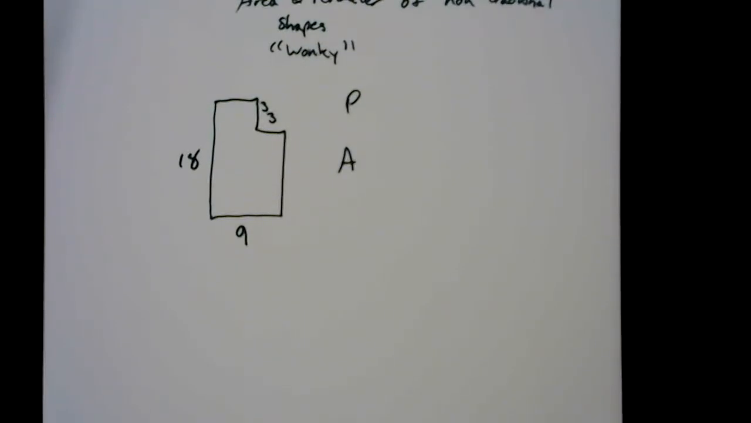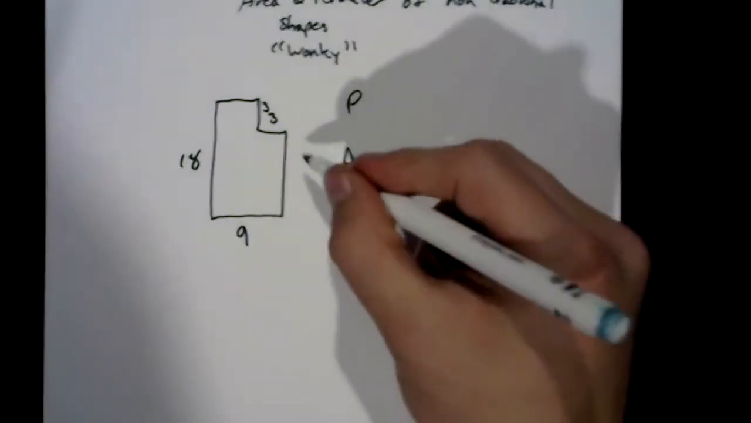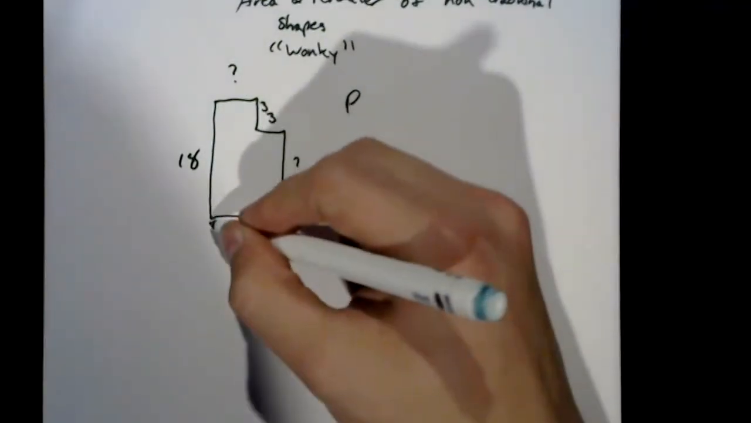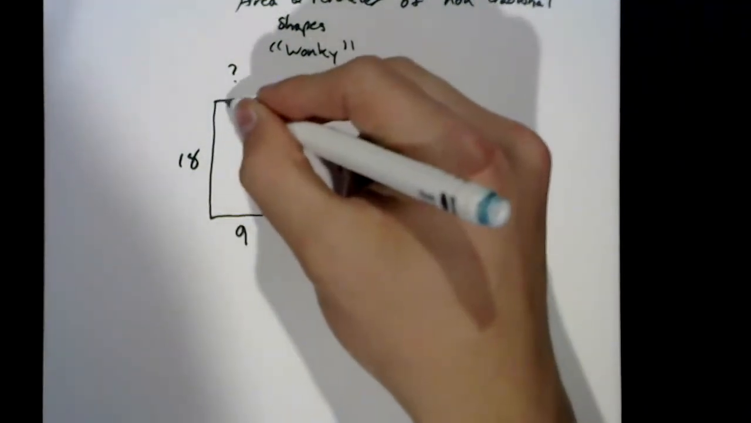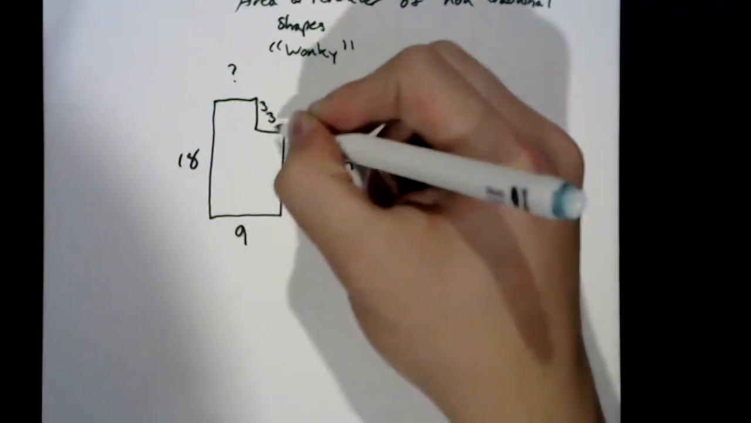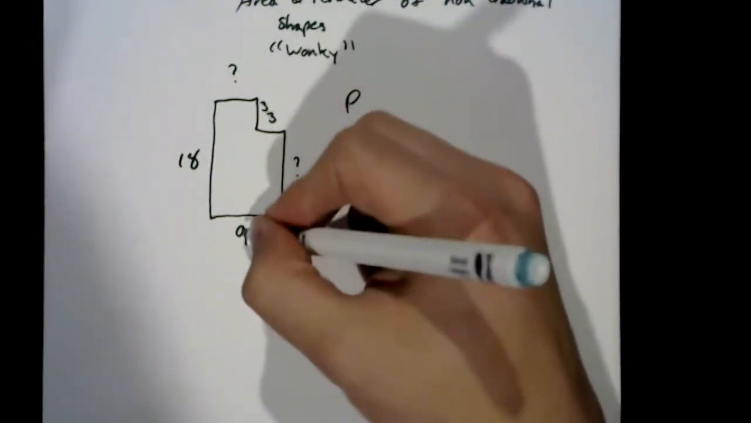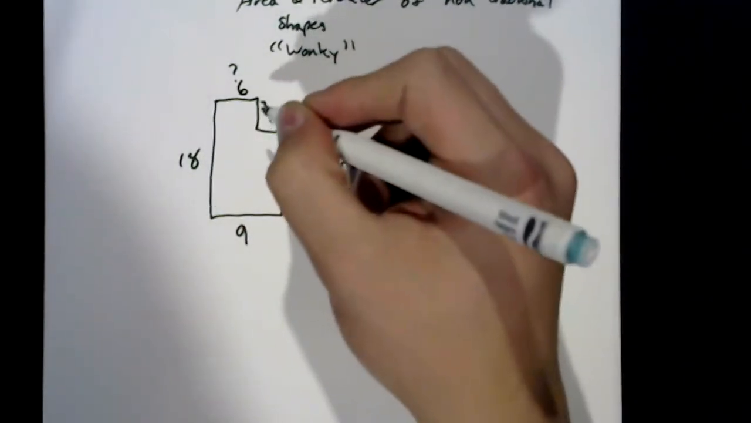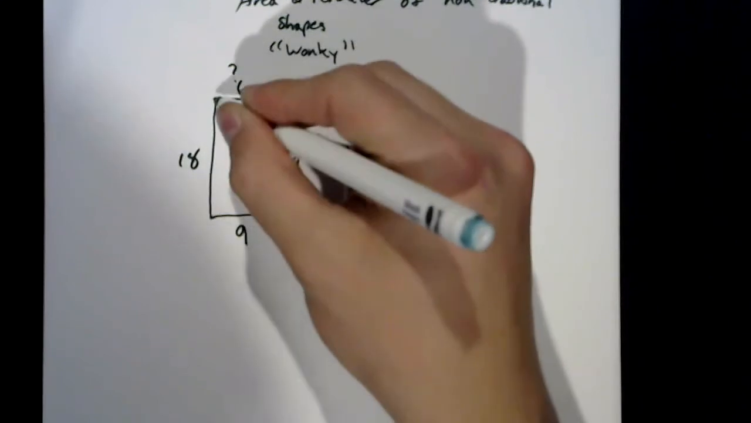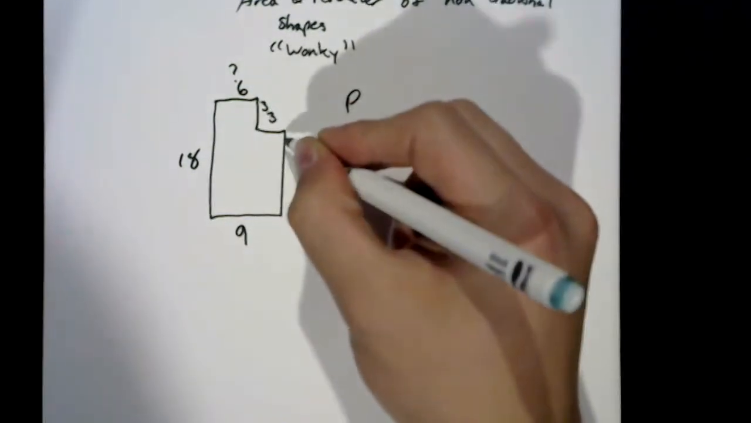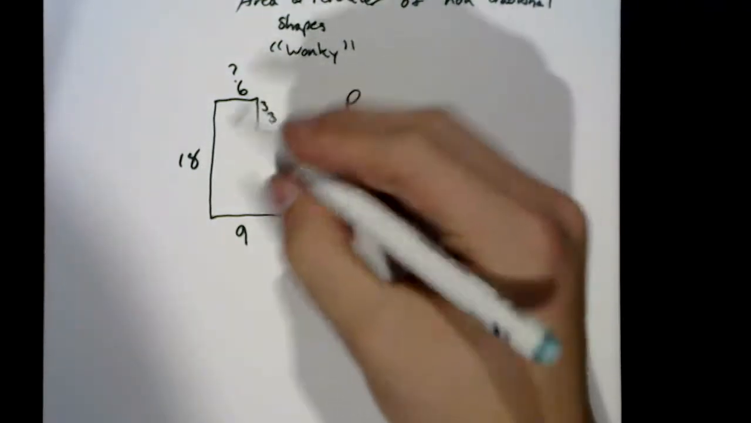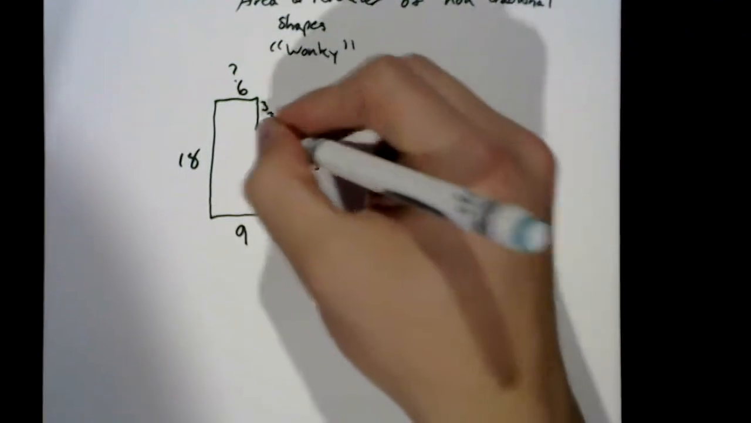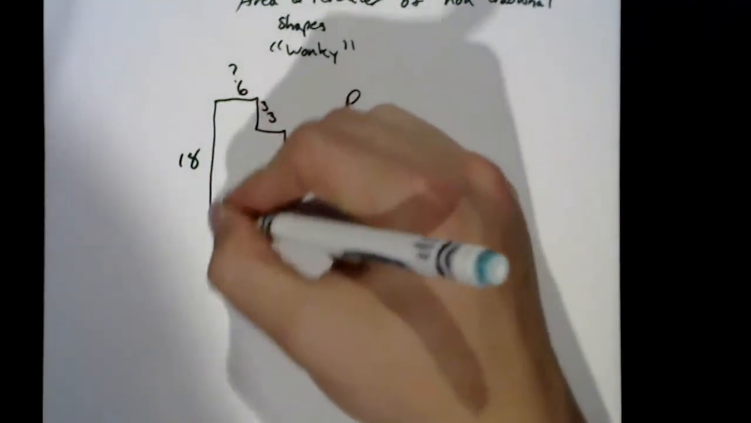So, you may be wondering how you do that. Well, we're missing this one and this one. We know that part of this is 3 and the full thing is 9, so 9 minus the 3 is 6. 6 and 3 would be 9. Same with this: the full side length is 18, part of it is 3, so 18 minus 3 is 15. So 15 here plus 3 here gives a total of 18.